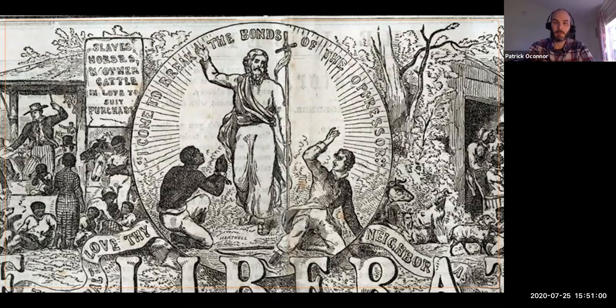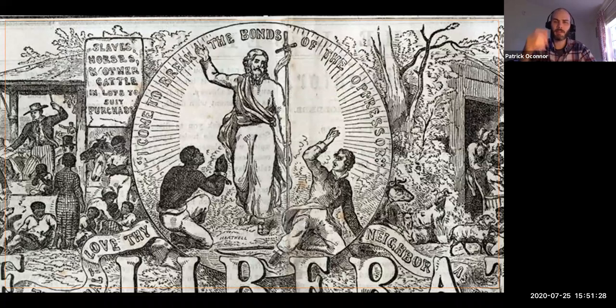Obviously, front and center, we see Christ returning to earth and freeing the slave, and condemning the slaveholder, right? Christ is saying, I come to break the bonds of the oppressor. On the left over here, we see a slave sale, slaves, horses, and other cattle in lots to suit purchasers, right? Reminding Northern audiences of the absurdity and the evil of commodification.